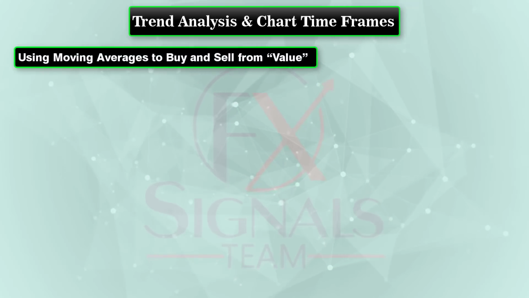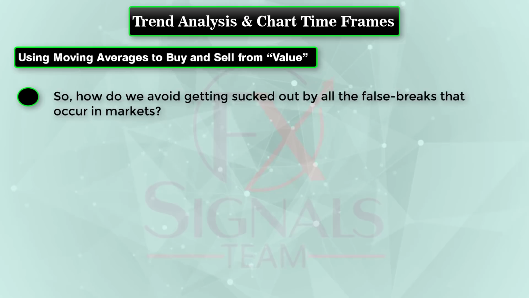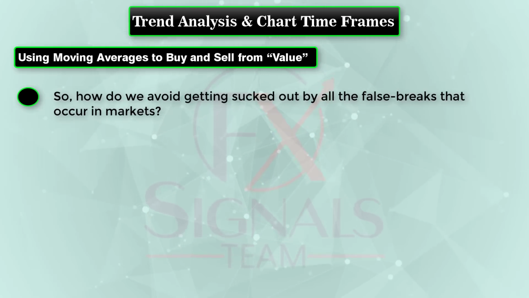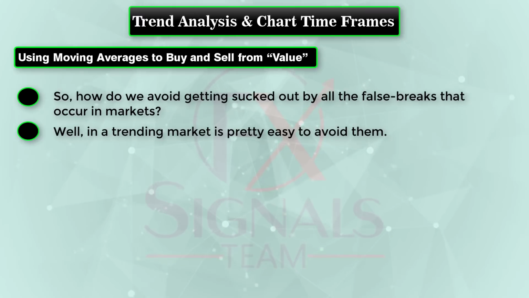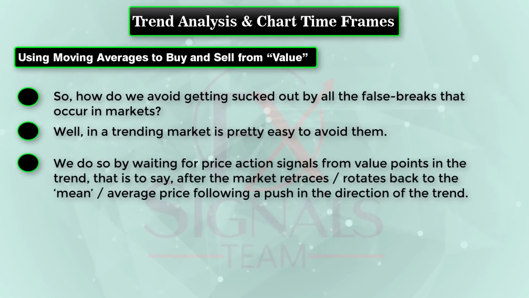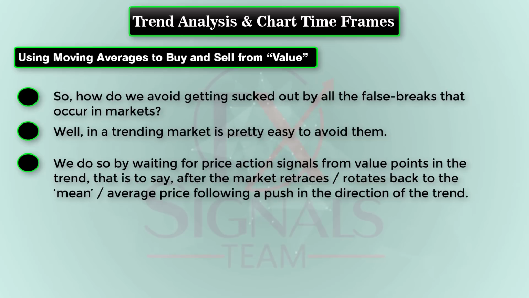Using moving averages to buy and sell from value. So, how do we avoid getting sucked out by all the false breaks that occur in markets? Well, in a trending market, it's pretty easy to avoid them. We do so by waiting for price action signals from value points in the trend, that is to say, after the market retraces or rotates back to the mean or average price following a push in the direction of the trend.